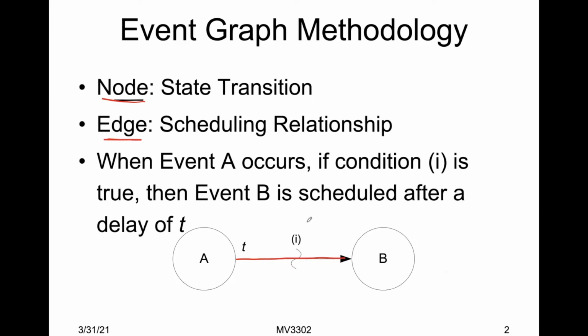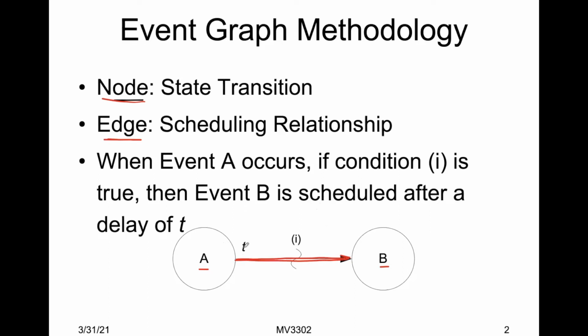And there are several pieces to this. The first piece, of course, are the two events. So we have event A and event B, and we draw those as circles. The second element is this edge, and the edge is a scheduling relationship. And it says A has a scheduling relationship with B. And it's a directional one, meaning that in this case, A will schedule B, but A may schedule B.